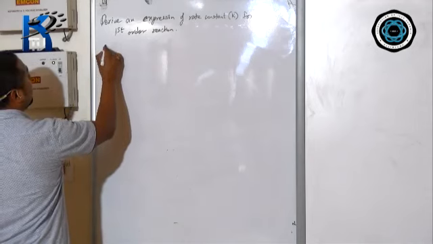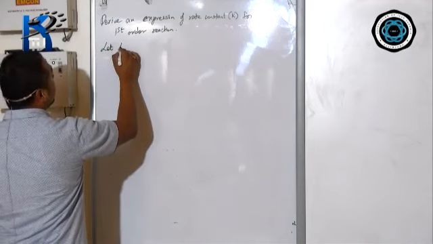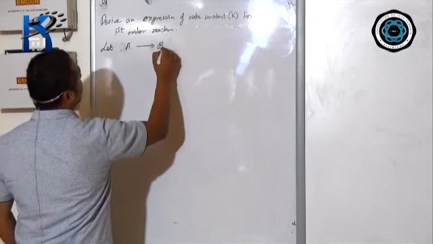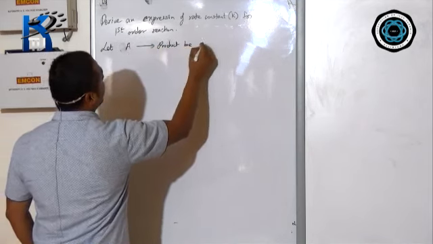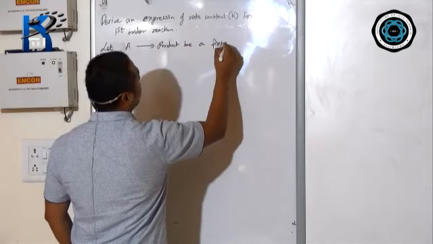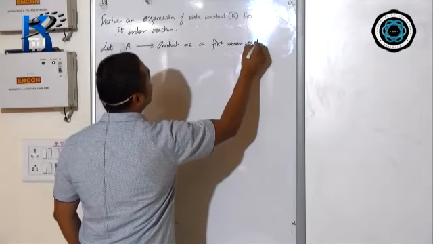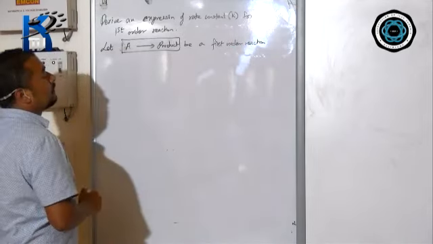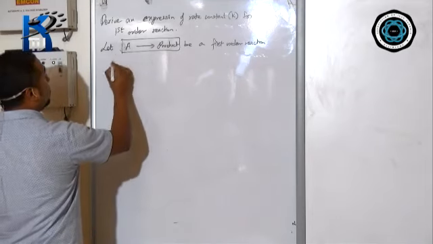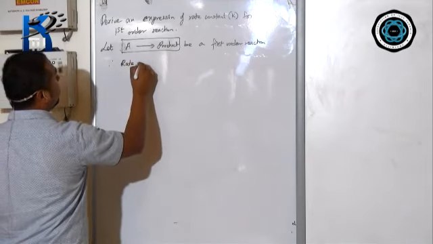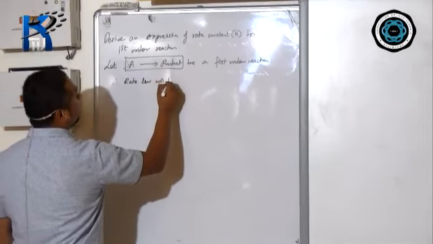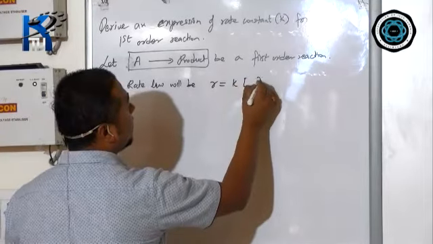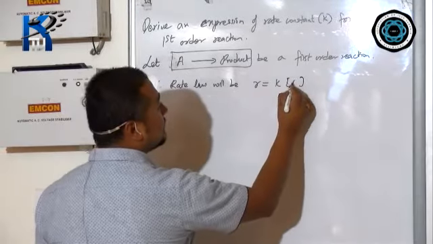Whenever you start the derivation, you start with a supposition. Let A gives product be a first order reaction. I am supposing, students, I am taking a very easy reaction for you. Let A gives product be a first order reaction. So if you consider this as a first order reaction, therefore the rate law will be R is equal to K, concentration of the reactant, and the reactant here is only one, that is A.